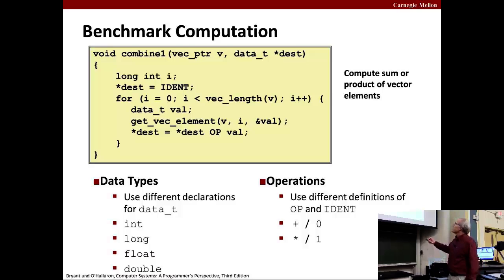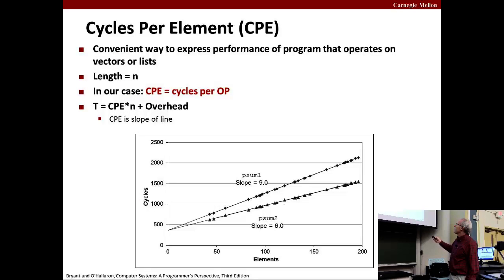And so this is written in the most straightforward manner, that I'm using this function called getVecElement to retrieve the successive values of this array, and then performing this operation on it.